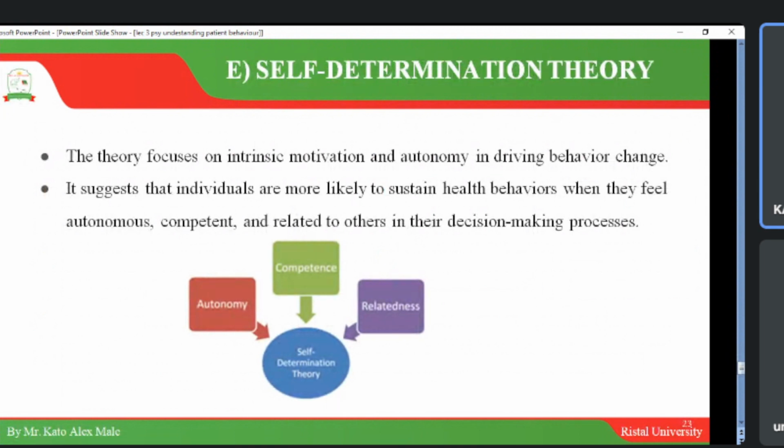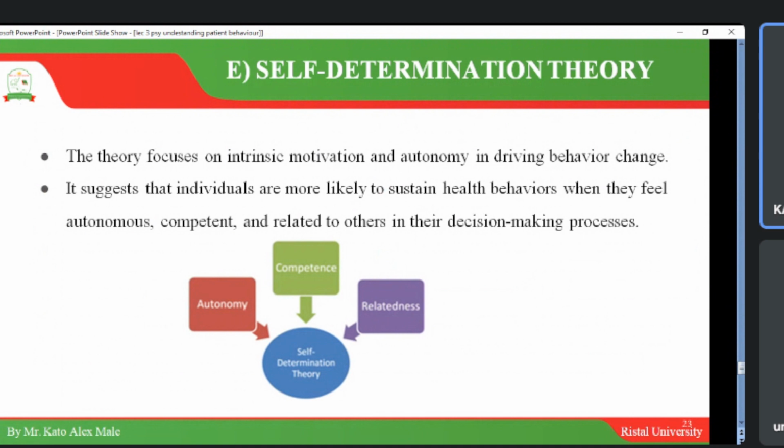Then self-determination theory. This theory focuses on intrinsic motivation and autonomy. Autonomy is like self-decisions, self-control, self-regulation. You get it? And then motivation. This theory says that these two factors help a lot in driving behavior change. So it suggests that individuals are more likely to sustain healthy behavior when they feel autonomous. They will do as you're telling them so long as they realize that they are doing it on their own.